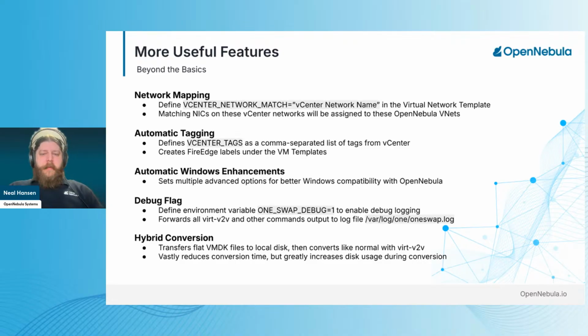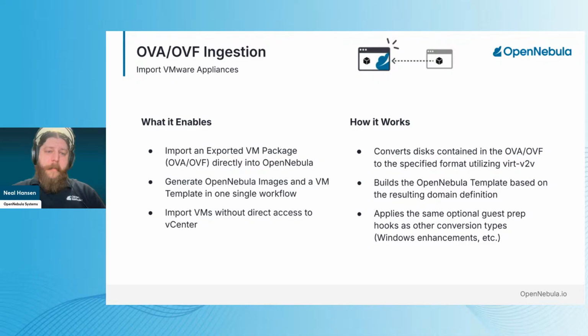And then we have the hybrid conversion. I talked about that a little bit, but yeah, it transfers all the flat VMDK files over and then does the virt-v2v conversion locally. So the block device overlay is local instead of over the network, and the performance goes way up.